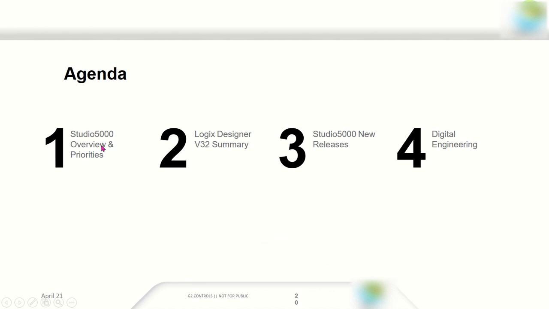Then the software uses the agenda for the Studio 5000 overview and priorities: Logix Designer version 32 summary and Studio 5000 new releases, and digital engineering.